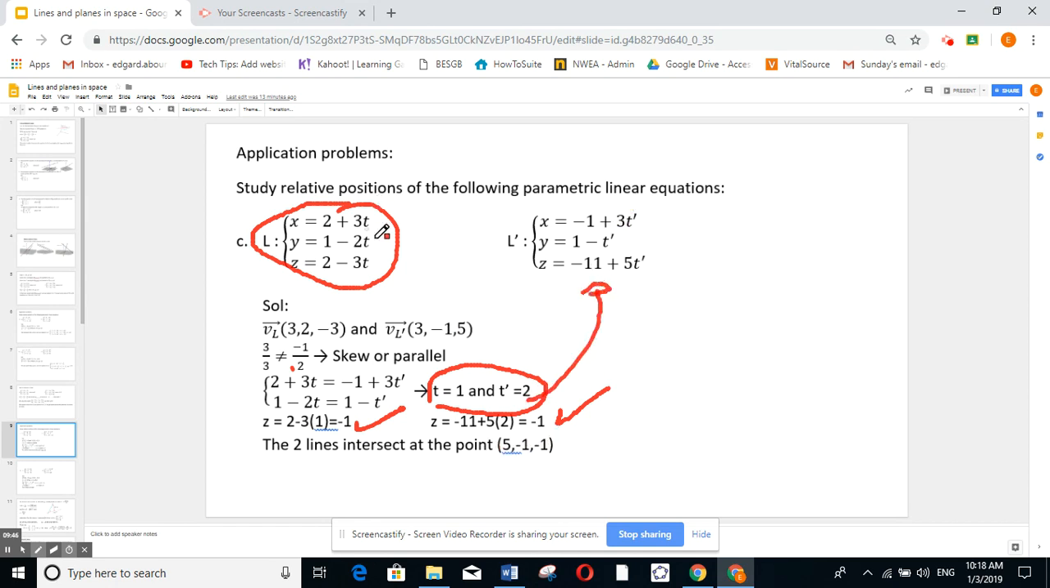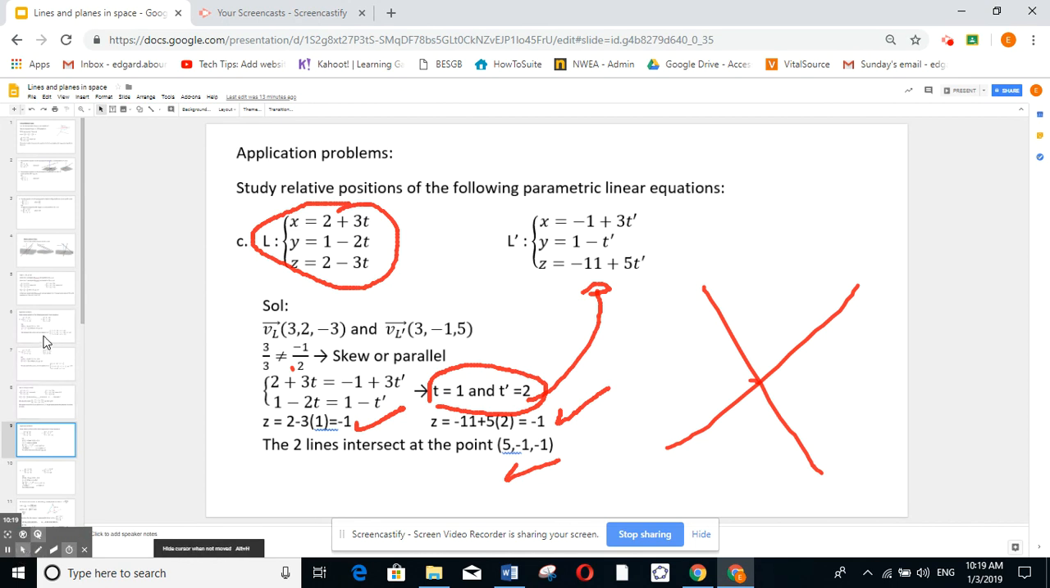You're going to get the same point because I started by x equal x, y equal to y, and we have z equal to z. So if you replace t here by 1, you're going to get 5, minus 1, and minus 1. And if you take t prime, replace it here, because here t prime is 2. So minus 1 plus 6 is 5. 1 minus 2 is minus 1. Minus 11 minus 10 is equal to minus 1. You're going to get the same point. So these two lines intersect at this point in three dimensions.